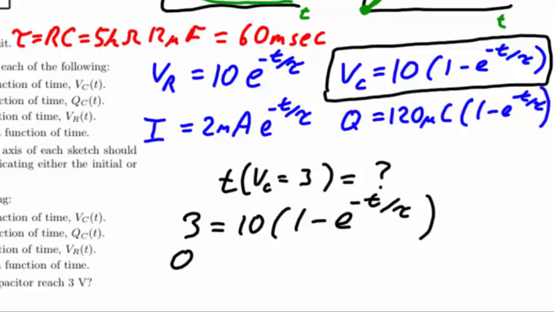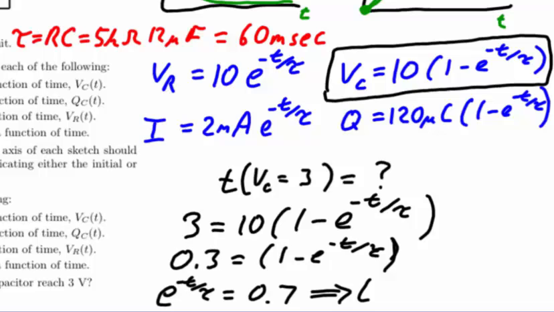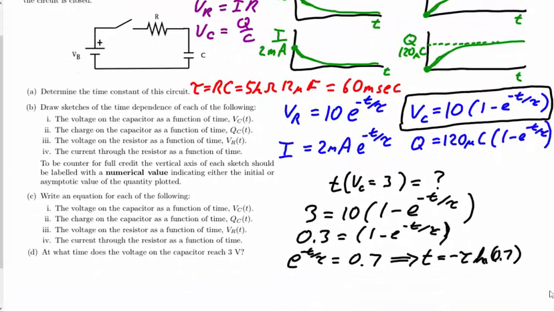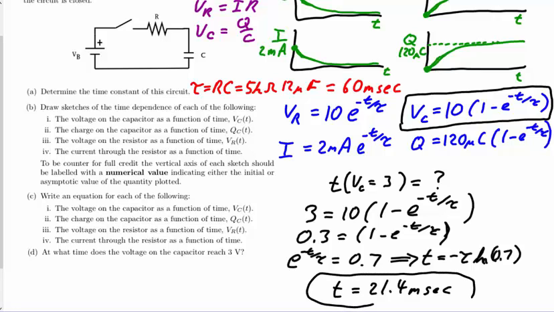After a couple of steps of algebra, we're able to see that the time in question is going to be equal to negative the time constant tau times the natural log of 0.7. The result of this calculation is that t equals 21.4 milliseconds, which is not only correct, it also matches our expectation that we should be significantly less than the time tau, which was 60 milliseconds. And that completes our analysis of the transient for charging up a capacitor.